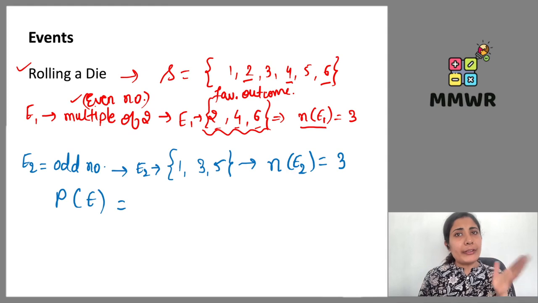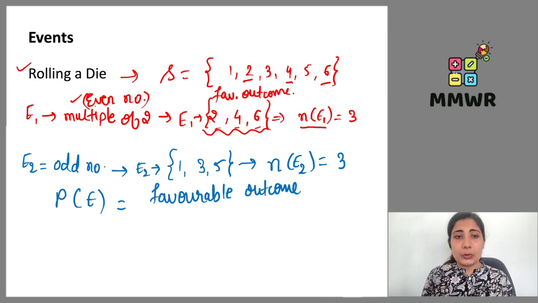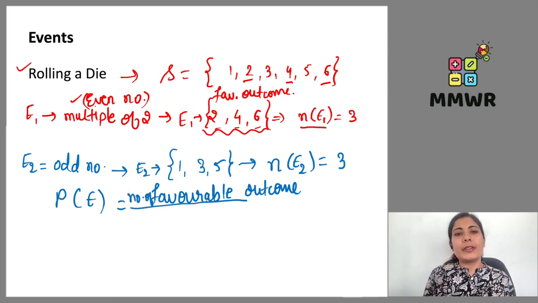So the probability of any event is the number of favorable outcomes. Not the favorable outcomes themselves. We don't have to write down the favorable outcomes, we have to give the number of favorable outcomes, divided by the total number of outcomes, or all possible outcomes. So the total number of outcomes, right?